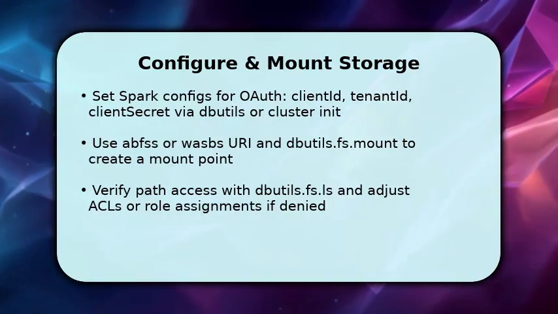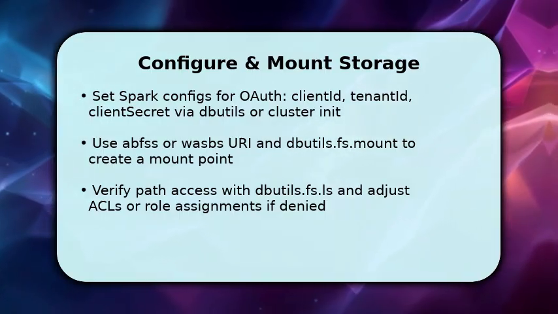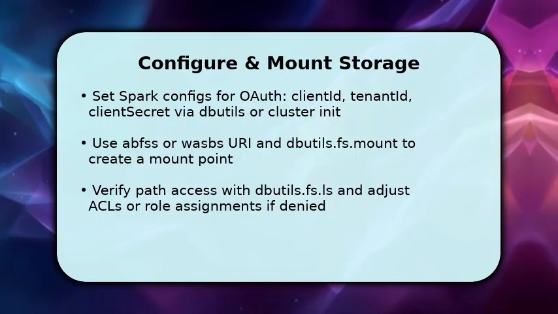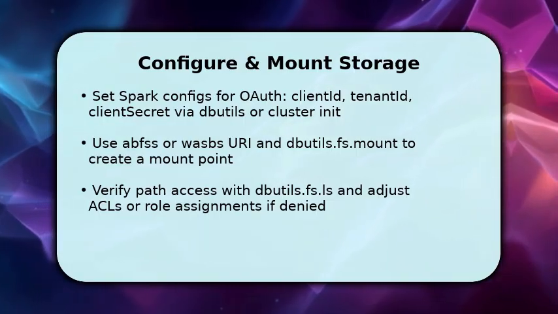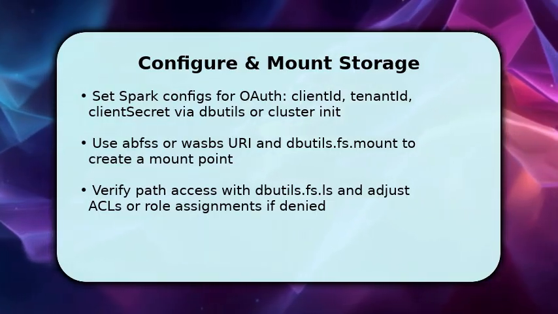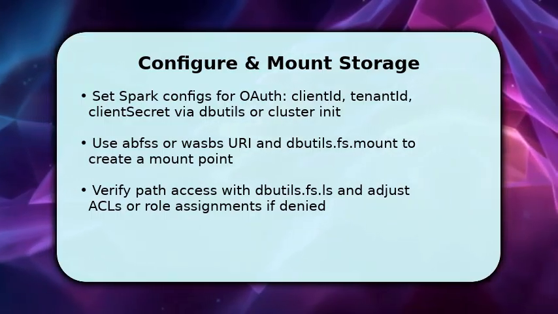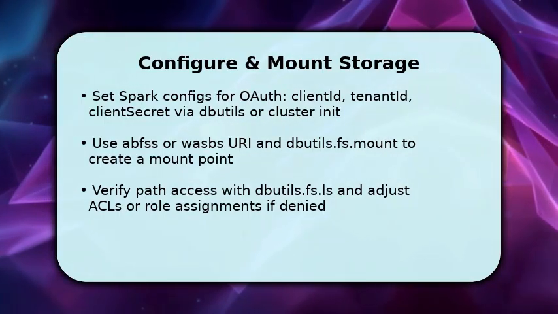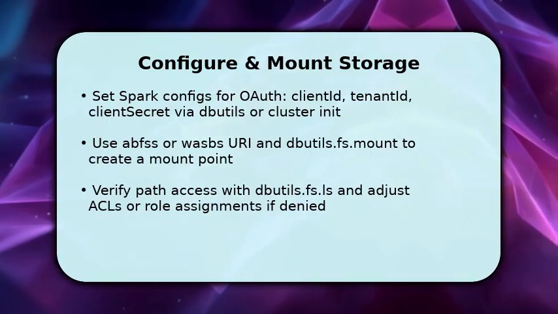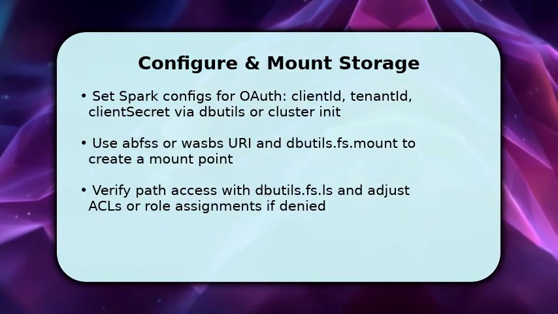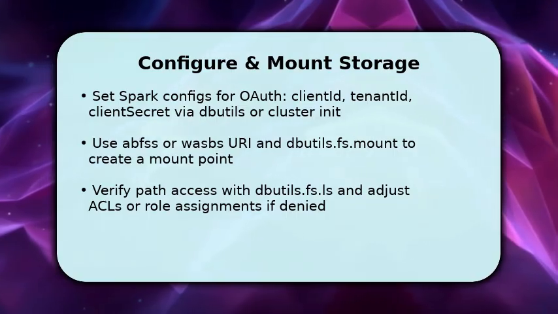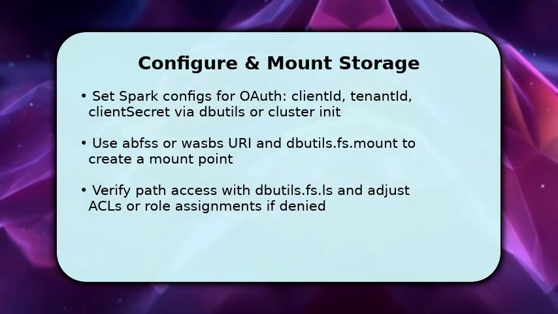Populate Spark configs with the client ID and tenant ID and reference the secret for client secret using dbutils.secrets.get. Then run dbutils.fs.mount with an abfss://container@storageaccount.dfs.core.windows.net URI and the OAuth configs to create a mount point. Once mounted, list the mount with dbutils.fs.ls to confirm access.